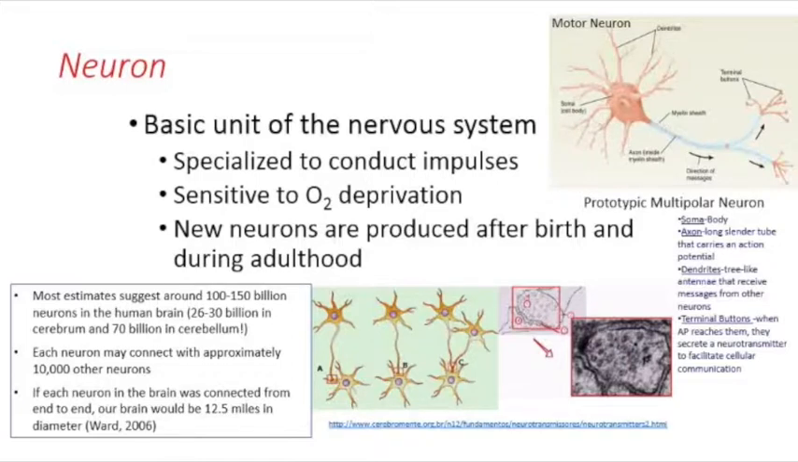Contrary to popular belief, a lot of people think that we're born with a certain number of neurons and that's all we have and they just die off. But actually new neurons are produced after birth and during adulthood.